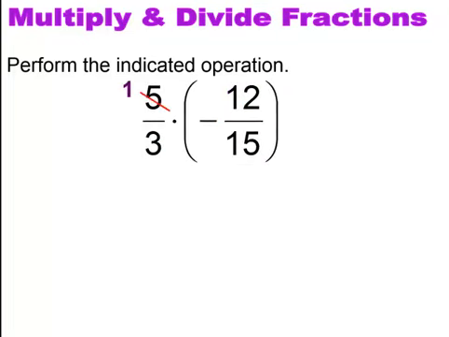Pause and try. So I'm going to simplify here. 5 goes into 5 once, 5 goes into 15 3 times, 3 goes into 3 once, 3 goes into 12 4 times. Now be careful here because we have a positive times a negative. So when we multiply across, we're going to end up with a negative 4 over 3. So it's very important that you also incorporate the rules with signs.